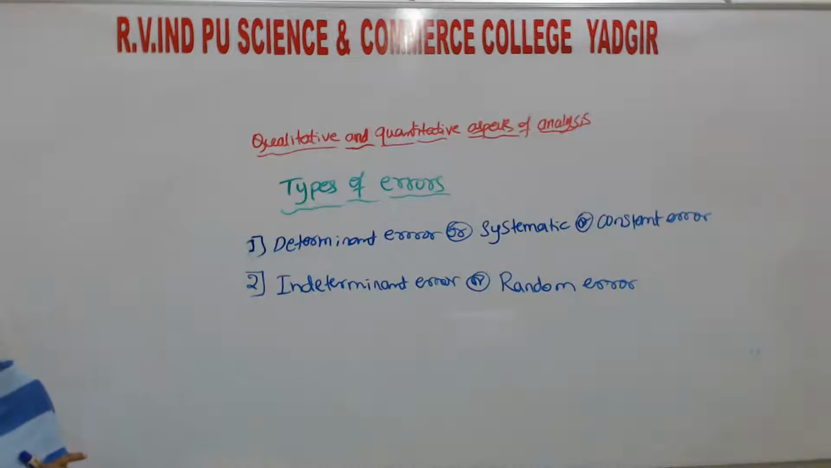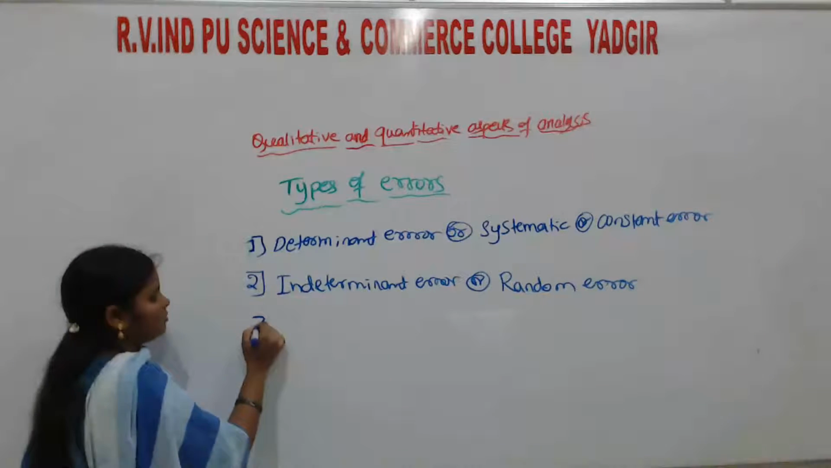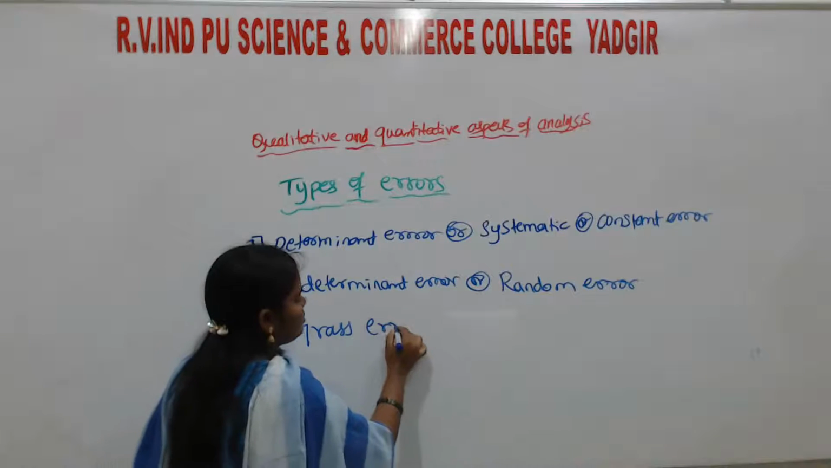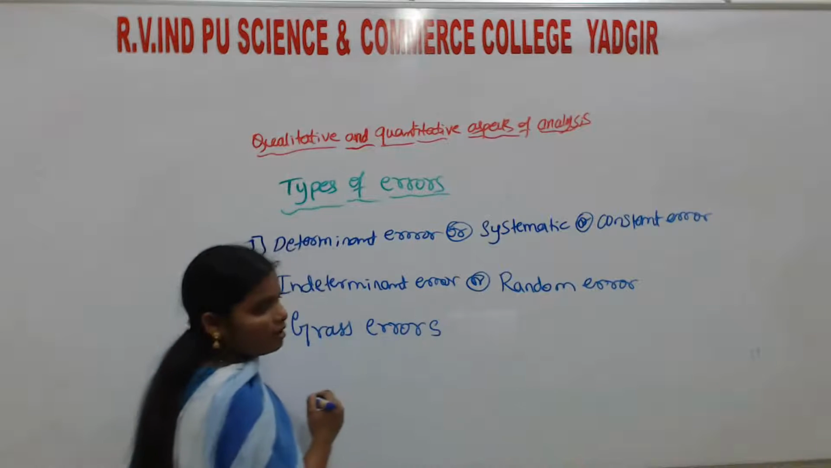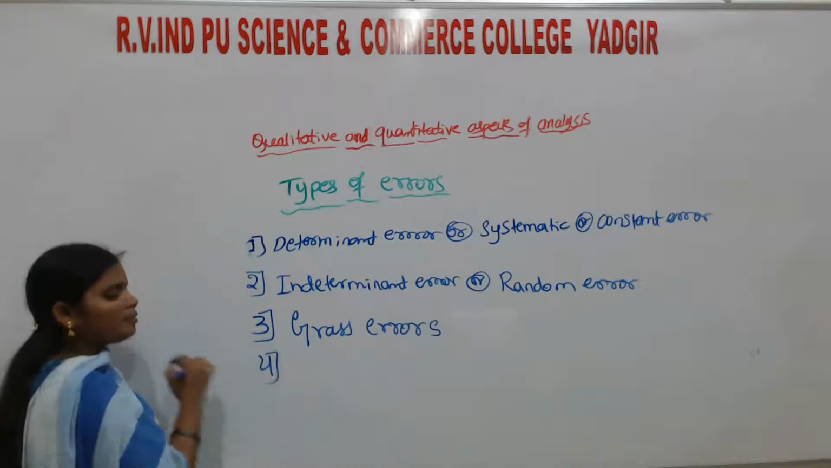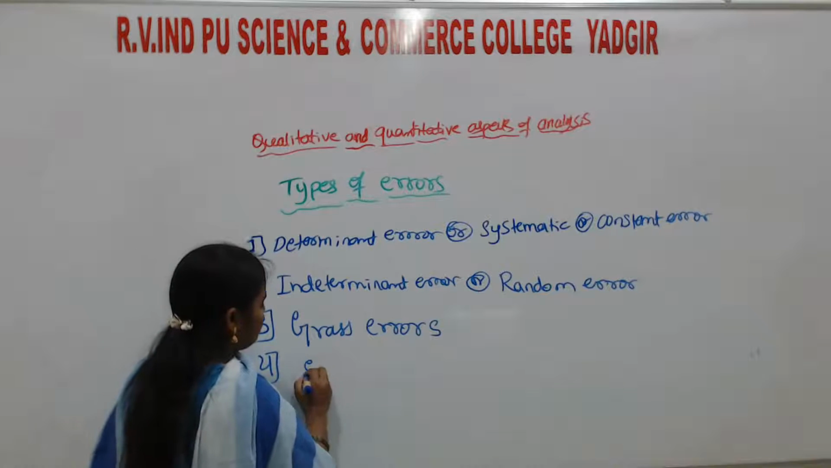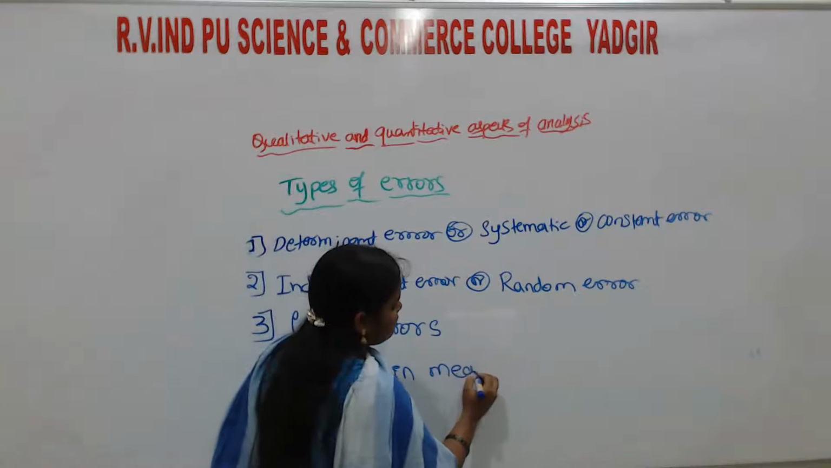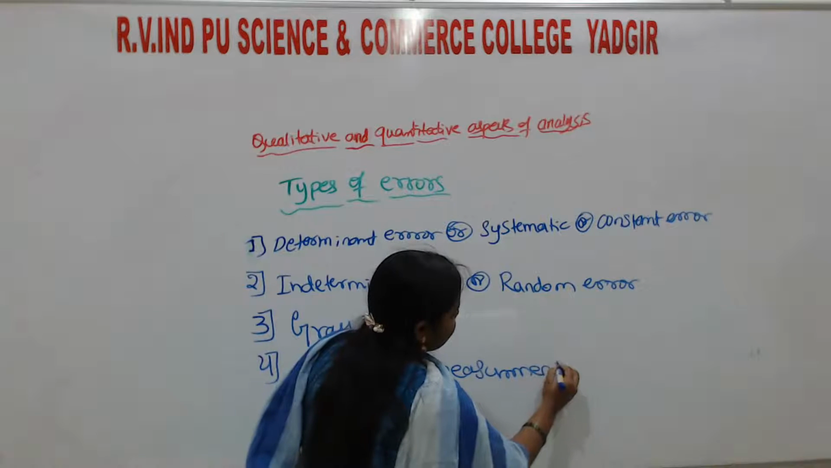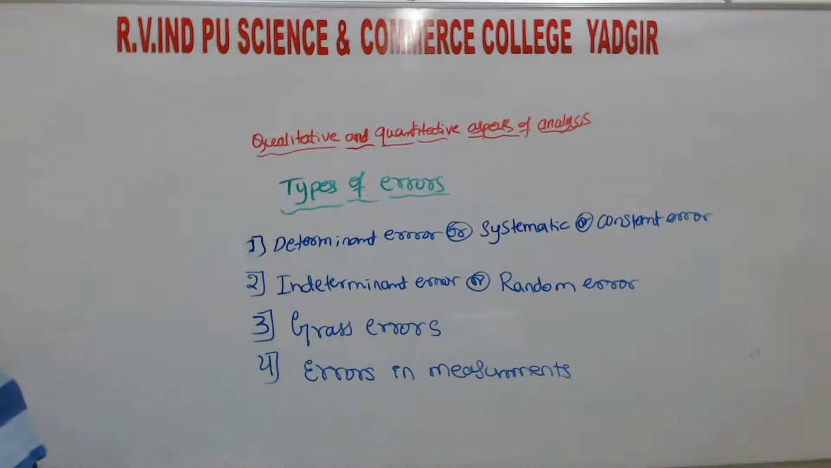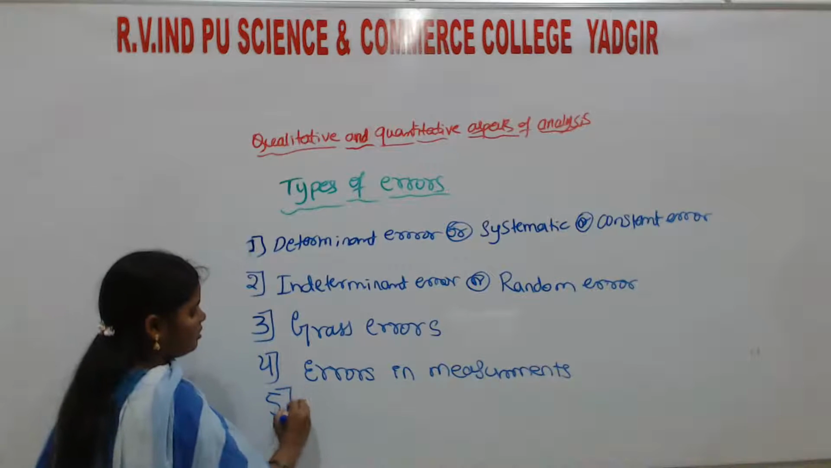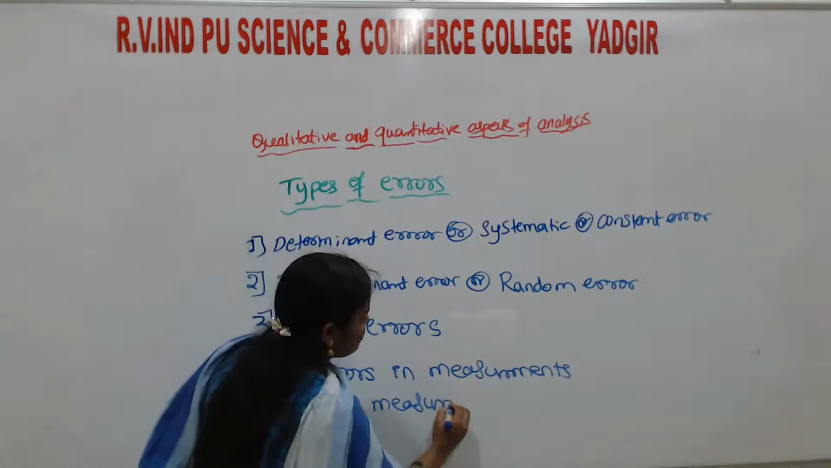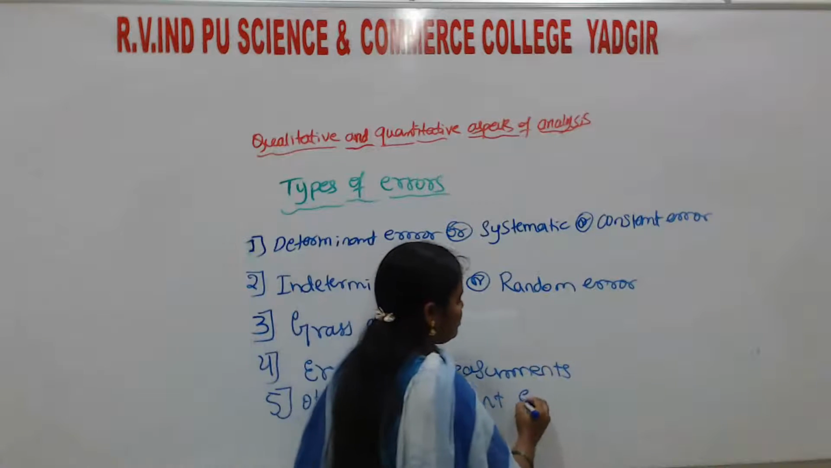Third one, gross errors. Fourth one, errors in measurements. Fifth one, other measurement errors.